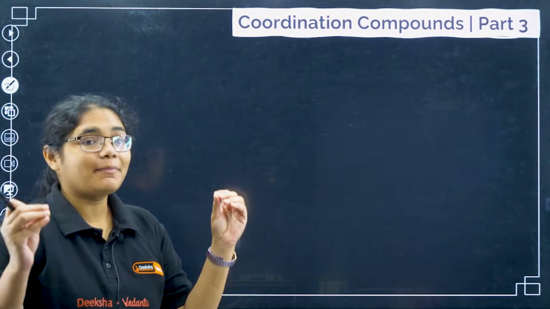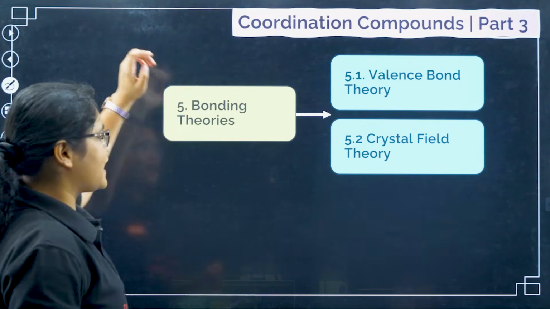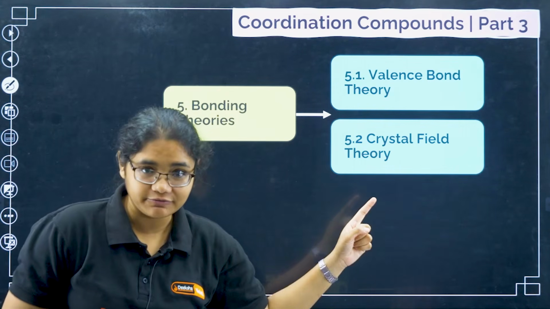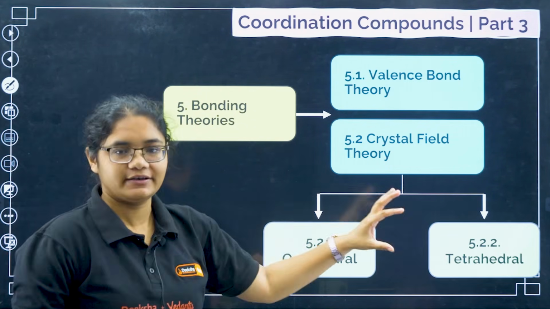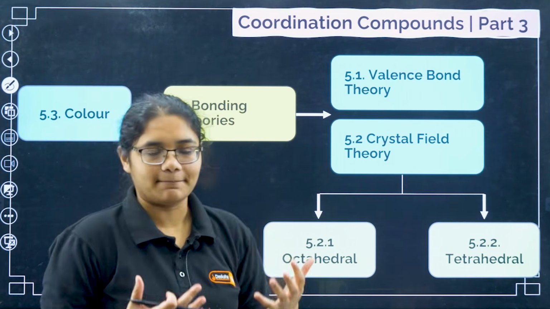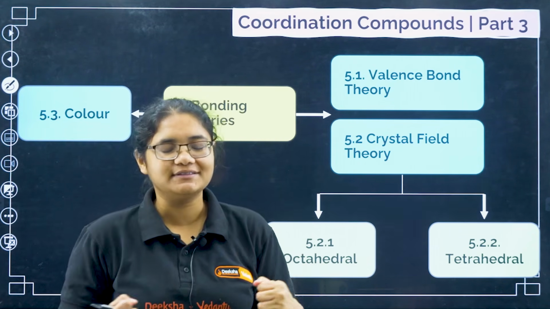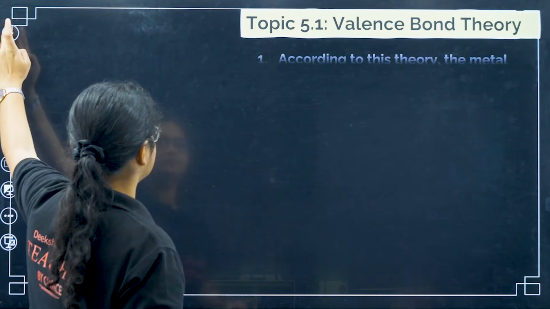Now let's move to part 3 of this chapter, that is bonding theories. In bonding theories I have valence bond theory and crystal field theory, and under crystal field theory we have again octahedral and tetrahedral, and after that I'll be discussing the color of the compounds, or why coordination compounds have such bright colors. Okay, let's start the first one, that is valence bond theory.